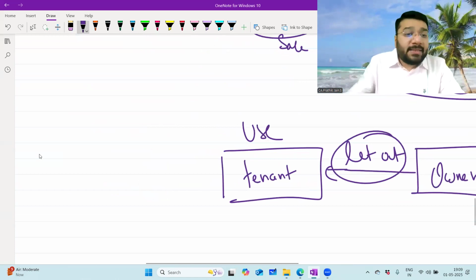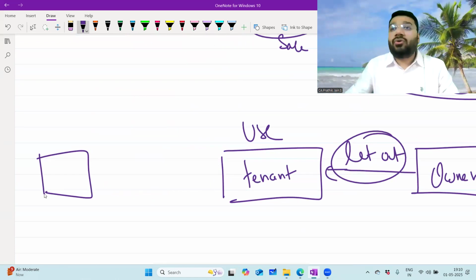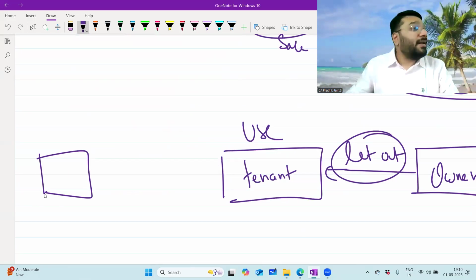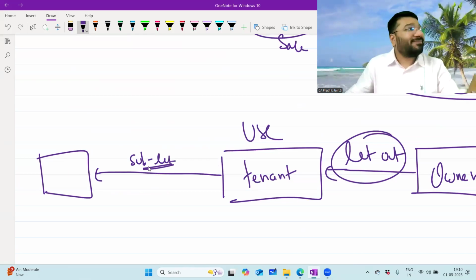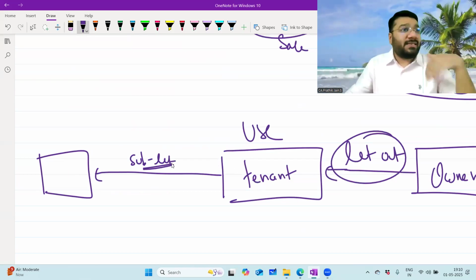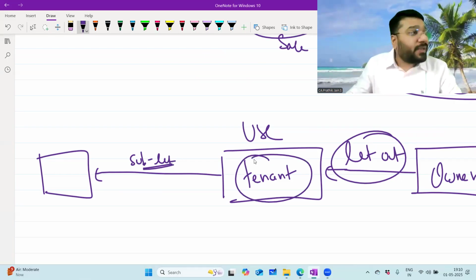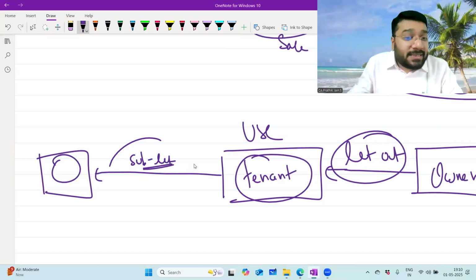Now, sometimes what happens? The tenant has one last room extra and doesn't know what to do with it. That room I have let out to one teacher, and for that I'm getting rent. So now one part of the premises is sublet to another person. The process of a tenant letting a part of the premises to another person is called subletting.